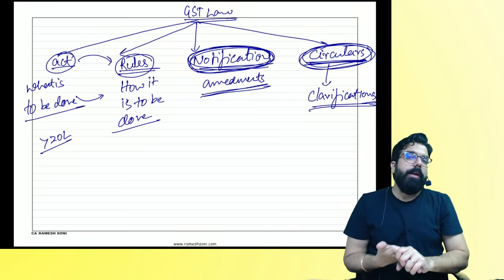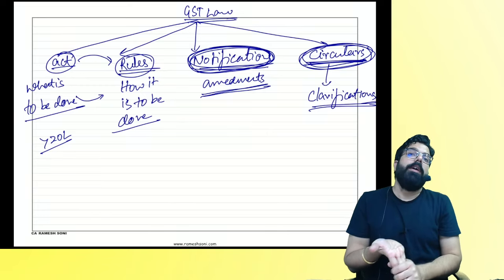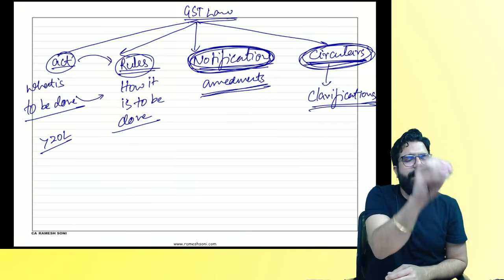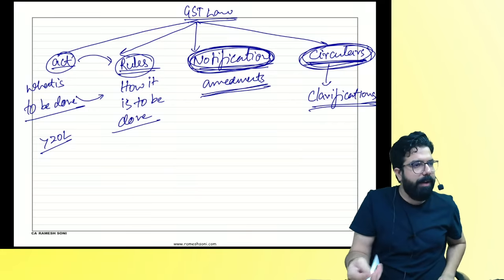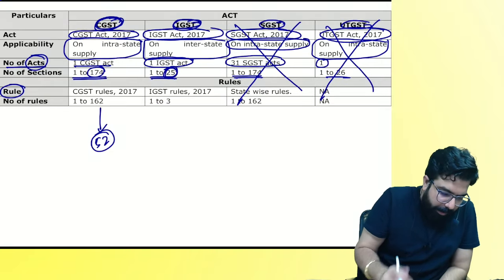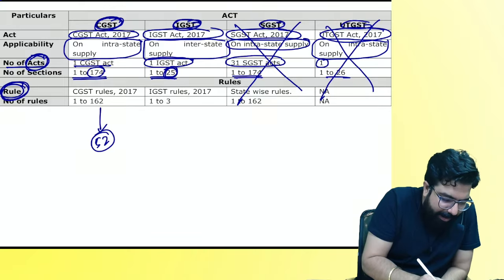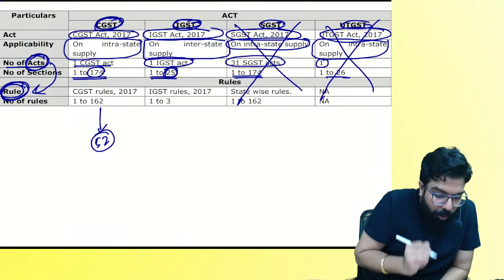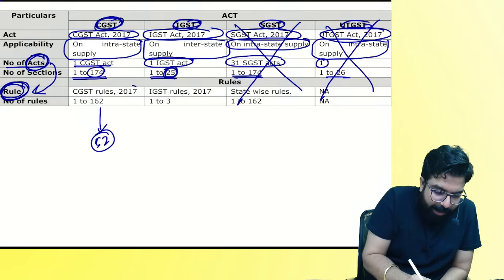Can I go ahead? What are circulars? Clarifications. Any doubts, etc., to be clarified by the government. What does the government issue, everyone? A circular. Are we clear, everyone? And that is what is told over here. Act and rules. What do you mean by Act, everyone? And how it is to be done, that is told by the GST rules. And these are the rules.